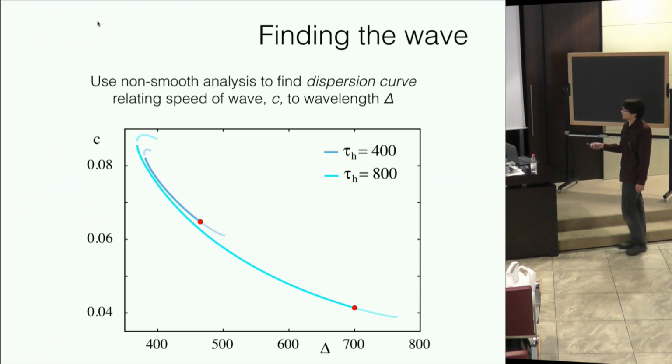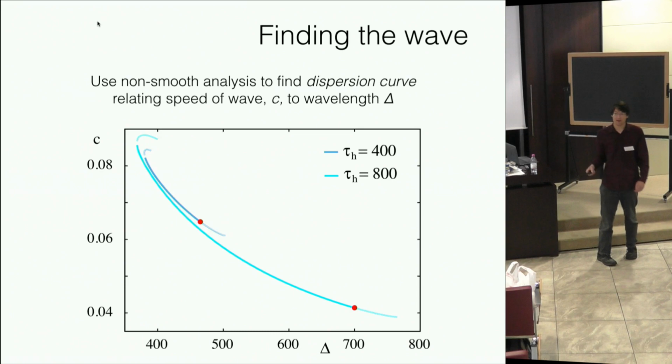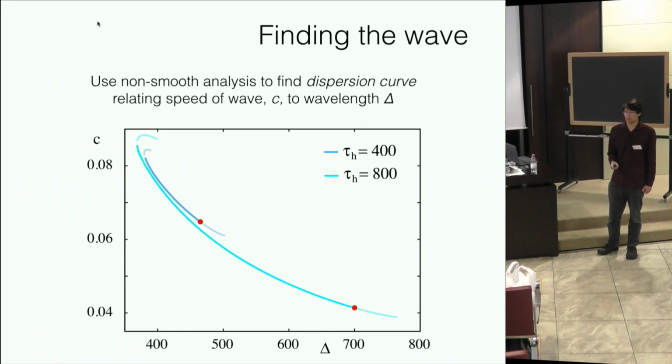But the point is that you have a dispersion curve which relates the speed of the wave to its wavelength. The speed we don't really care so much about. This is the key parameter for us in terms of matching the data. And you have a whole family of solutions that can exist. Moreover, you can control the width of this by varying not the conductance of the IH channel, but the timescale of the IH channel.